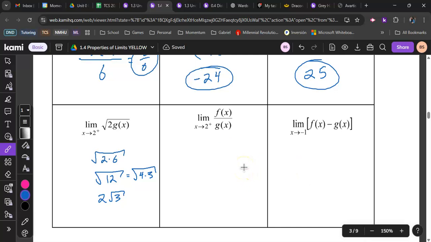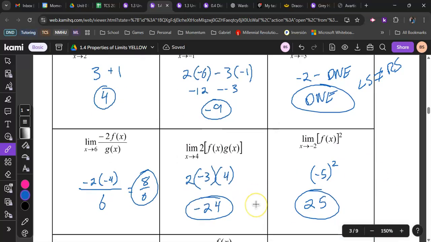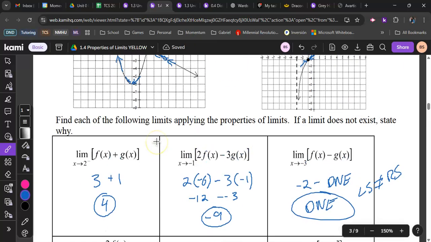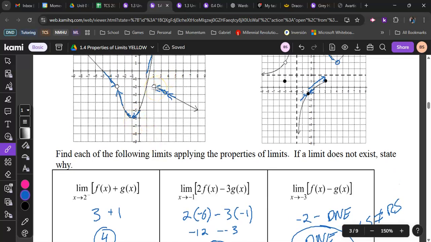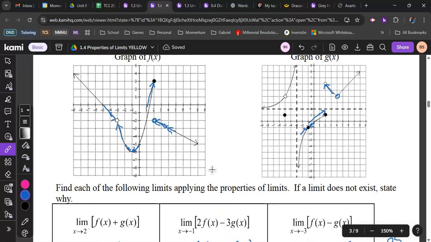All right, hang on, we just did this. 2 from the right of g of x was 6, but let's go find 2 from the right of f of x. So for f of x, 2 from the right is -2. And if I've got -2 over 6, that's really -1/3. For this one here? Because it's approaching this right here when I approach... Wait, I was approaching 2, right? Yeah, 2 from the right. So this is x equals 2. From the right, I'm approaching there, which is -2.